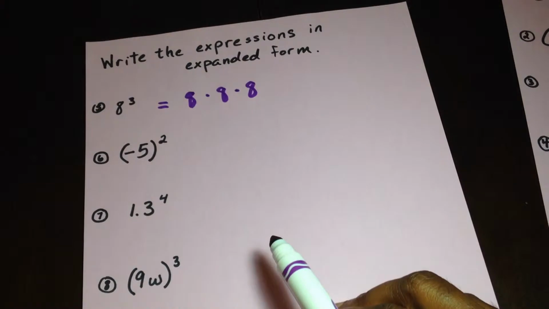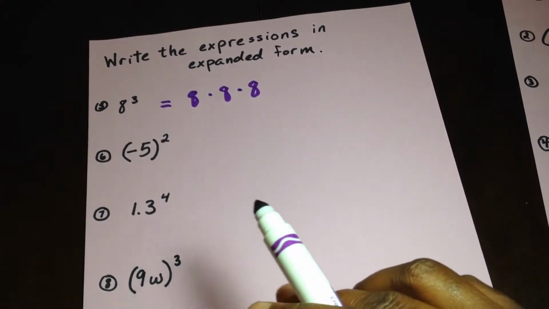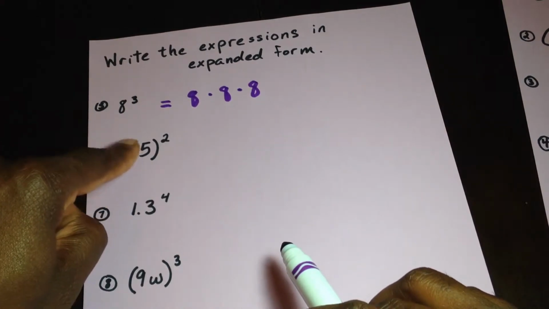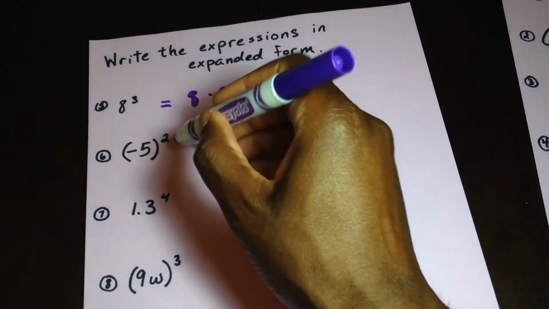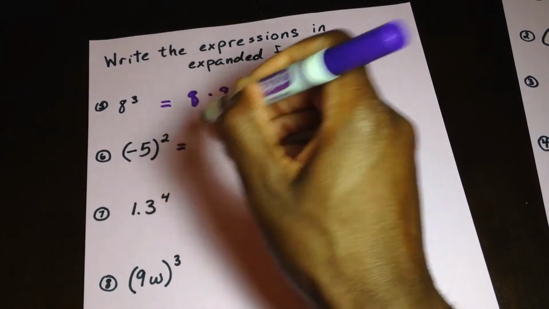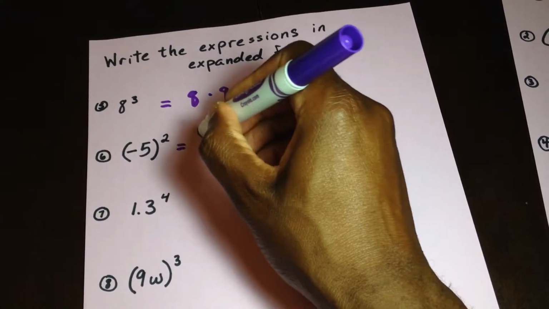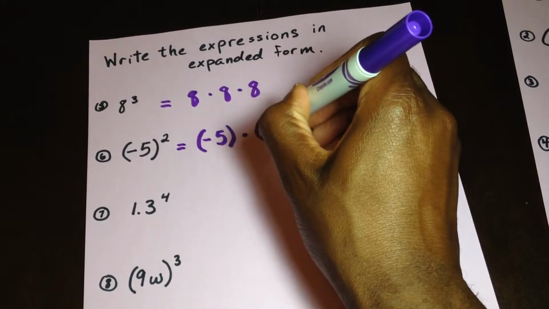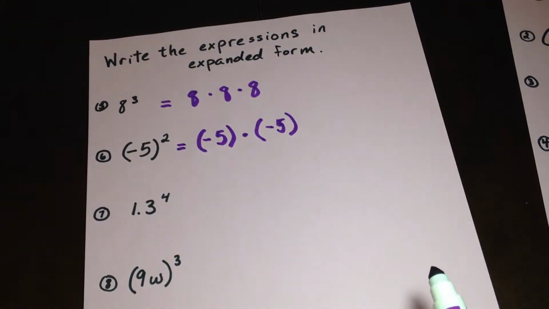All right? For the next one, number 6, that's -5. Now notice it's going to have parentheses around the whole thing, around the -5, and that's going to be to the 2nd power. All right? So now what that means is the base is -5. So it's going to be -5, and I'm going to put parentheses around that, times another -5, and put parentheses around that. There it is. That's how you have an expanded form.